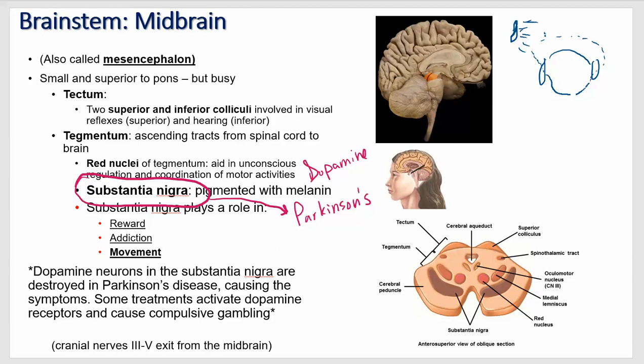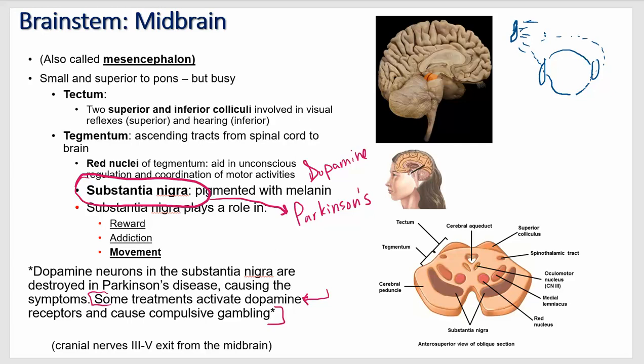Some treatments activate dopamine receptors and cause compulsive gambling. I don't want to get into that because it's more of a trivia kind of thing, and it's not relevant for what we're doing right now. But the thing it does allude to is that we're trying to increase dopamine in that area.